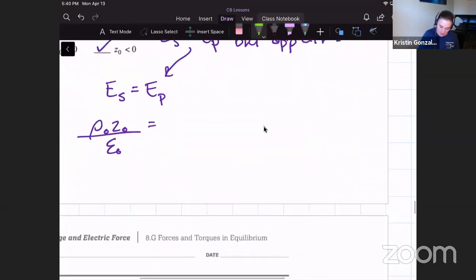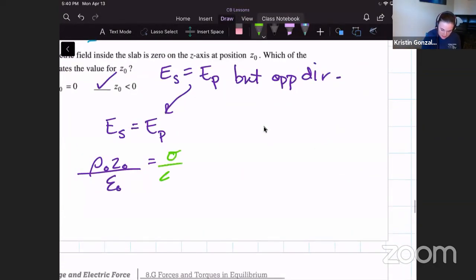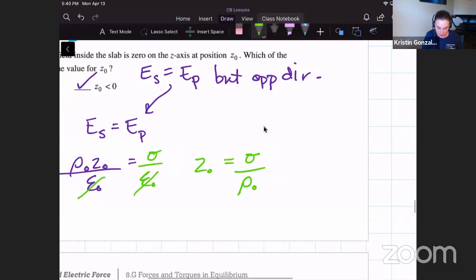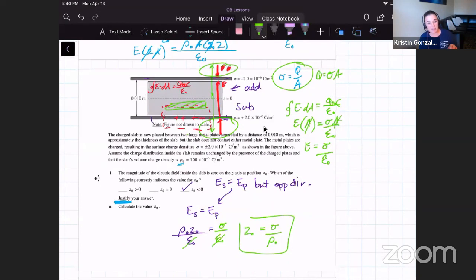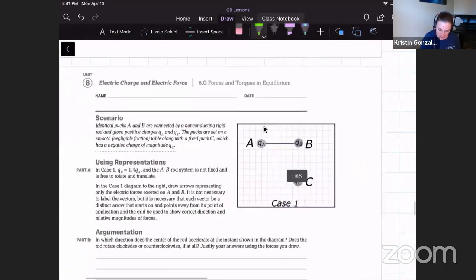So we can plug that in over here, that this is sigma over epsilon naught. What happens with our epsilon naughts? Those cancel out. If I want Z, Z naught is going to be equal to sigma over that charge density. Interesting, right? It's that ratio of those charge densities. Okay, so being able to pick and describe your Gaussian surface and where there is flux is going to be really important this year. So always keep those things in mind.